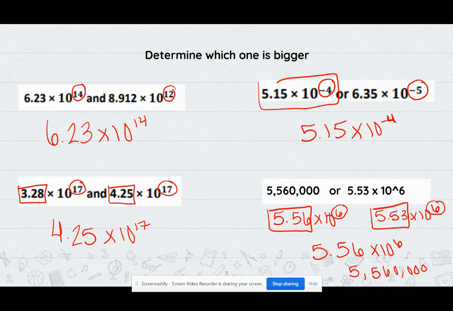So that is comparing numbers: you just look to see if they're in scientific notation, and if they're not, change it like we did for this one right here on the left. Once they're in scientific notation, you look at their exponents and compare them. If for some reason the exponents are the same, you look at the decimals.